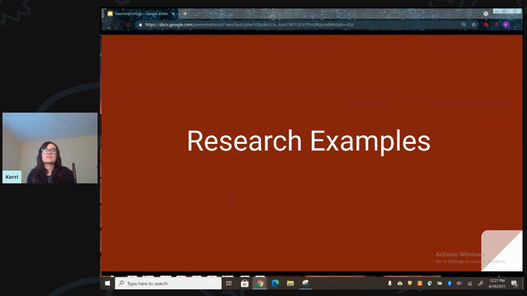So now I'm going to give two specific research examples. The first one is a really great example of how interdisciplinary science like geomorphology can be really useful for answering a variety of different questions.